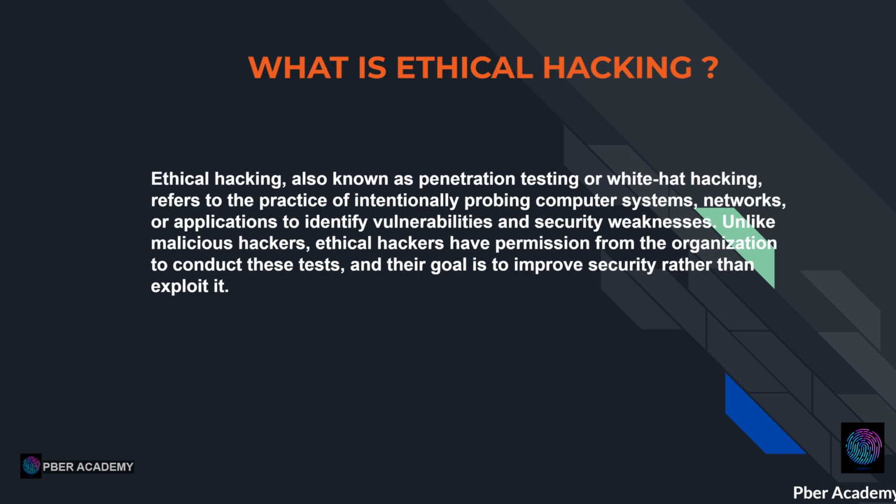The key aspects of ethical hacking include permissions. Ethical hackers always obtain explicit permission from the organization before conducting any test. This is crucial to differentiate them from malicious hackers. Assessment: they assess the security posture of the system by simulating the attacks that a malicious hacker might perform. This includes testing for vulnerabilities, misconfigurations, and weaknesses in security protocols.